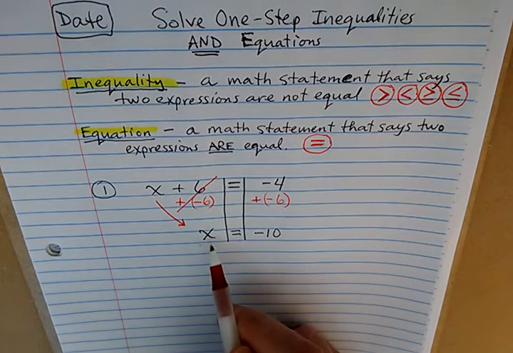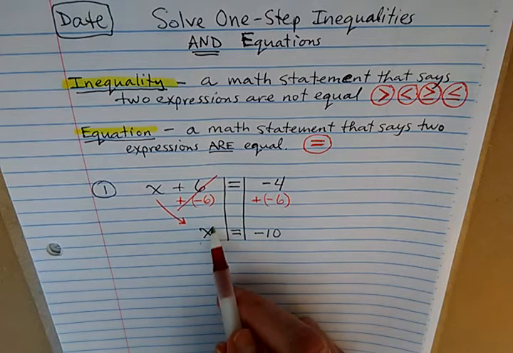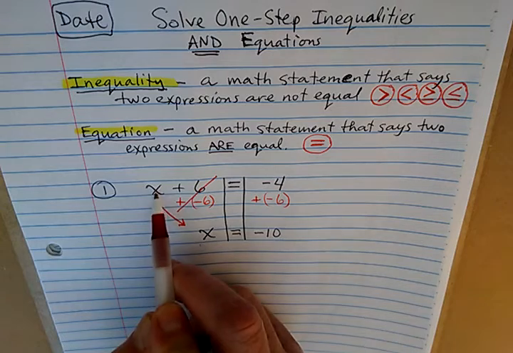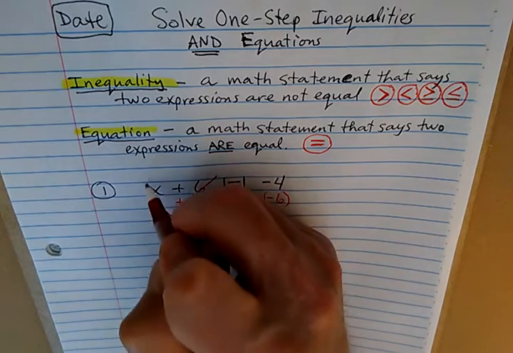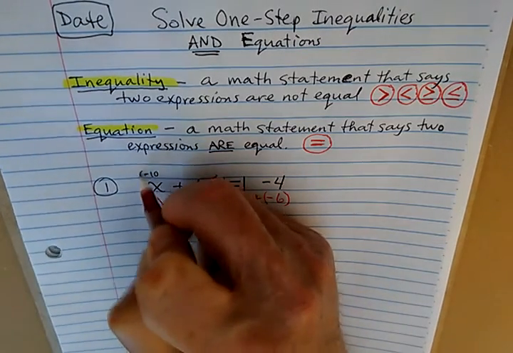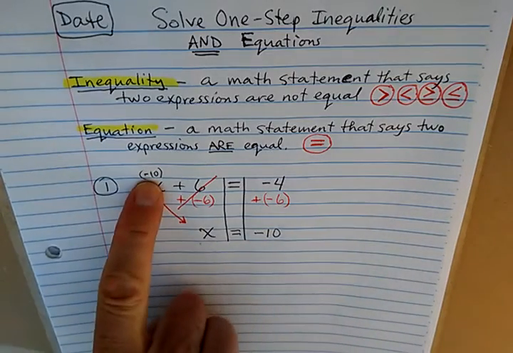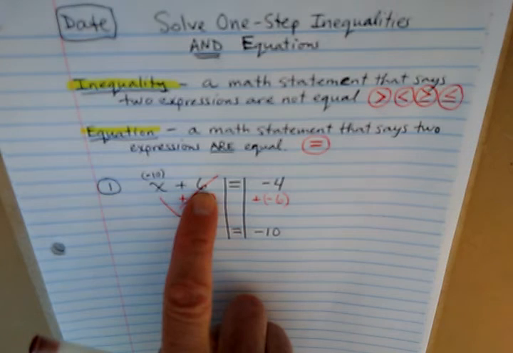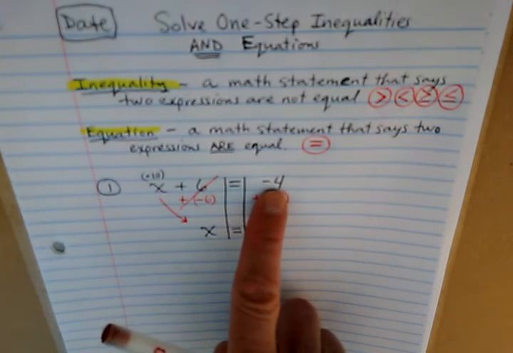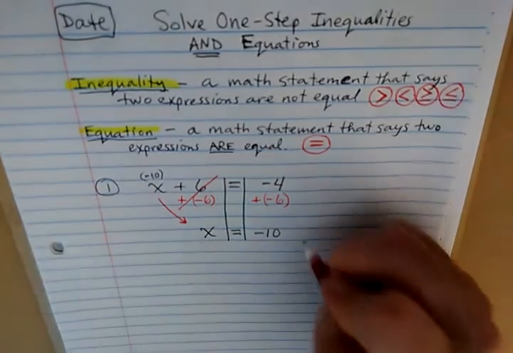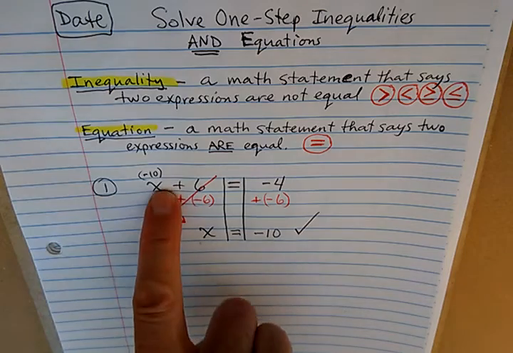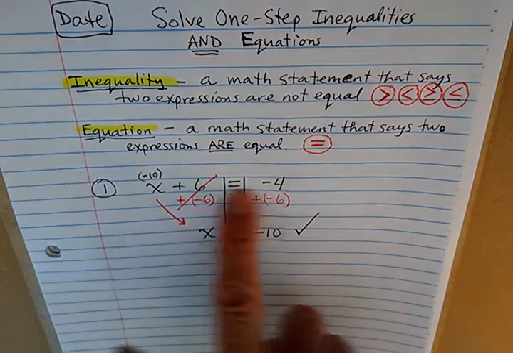Let's check this to see if it's true. We say, okay, x is equal to negative 10. That means this x has to be negative 10, and we could write it in there. If this is negative 10, then let's add it up. Negative 10 plus positive 6 would be negative 4. And that equals negative 4. Yeah, that's right. So what we did is we checked it by putting the number back into the original equation to see if it works. And it did.